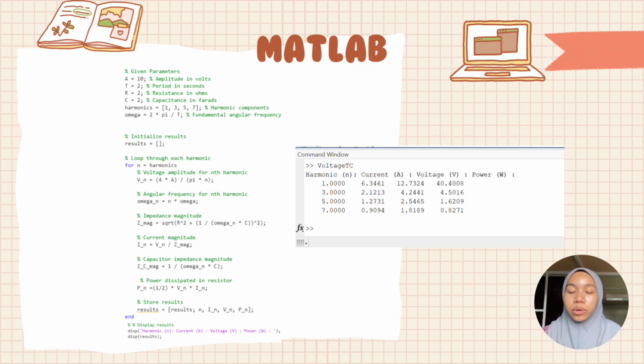Next, we use the coding to find the V, Z, magnitude, I, and power that are shown in this slide. Then we store the results to display the N, current, voltage, and power to get the output. The result of the Fourier series using MATLAB is shown in the command window, to prove that the results for manual calculation and MATLAB simulation are equal.